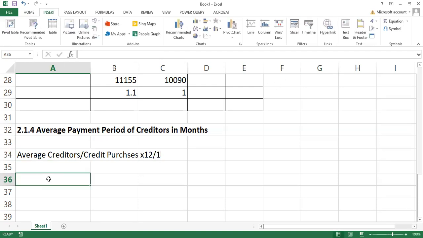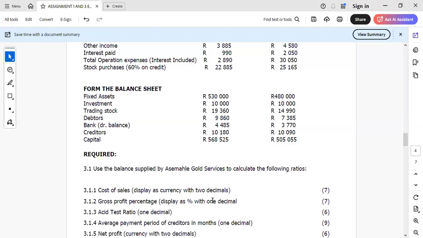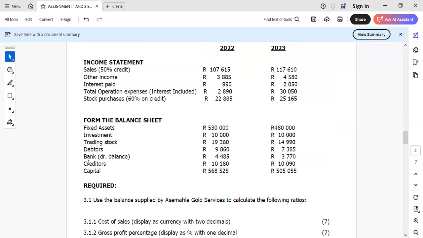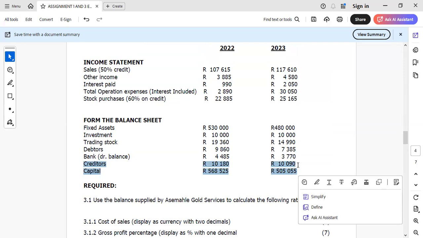Okay. So now, where is the amount that we are going to use for average creditors? Remember, the moment they talk about average, it means that they are talking about two amounts that we are supposed to add first, and then we divide. Here we have creditors amount, which is 10,180 and 10,090. So we need to add these two. We divide it by 2 so that we can get the average amount.